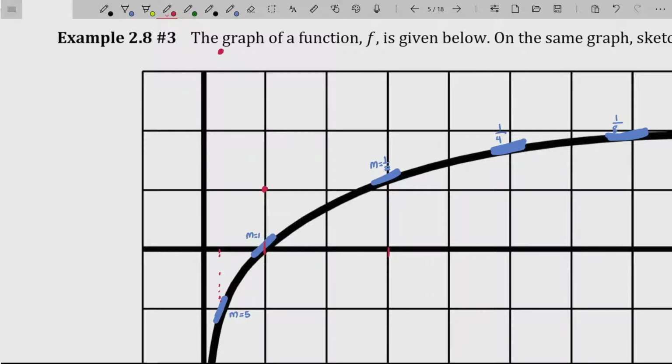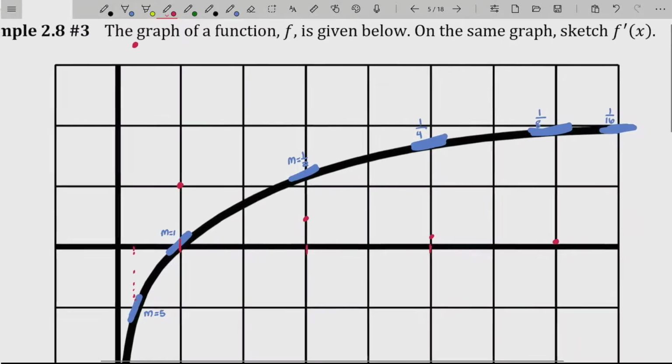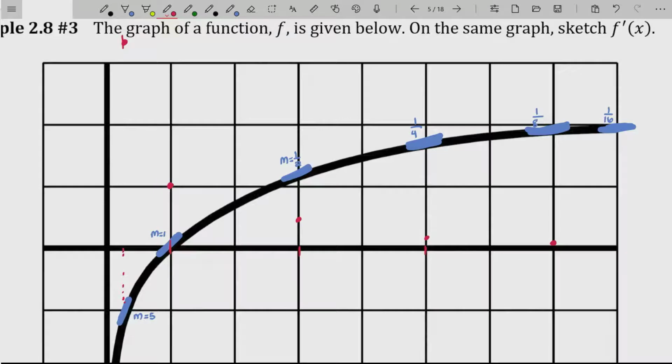Slope is 1/2 at this point, so I'll plot a 1/2. Slope we're saying is 1/4 at this point, and 1/16 at that point. So those red dots I'm going to go ahead and connect, hopefully smoothly, not miss them.